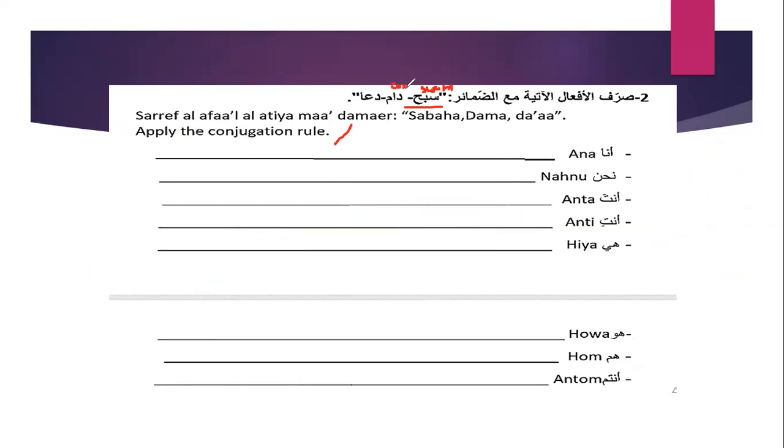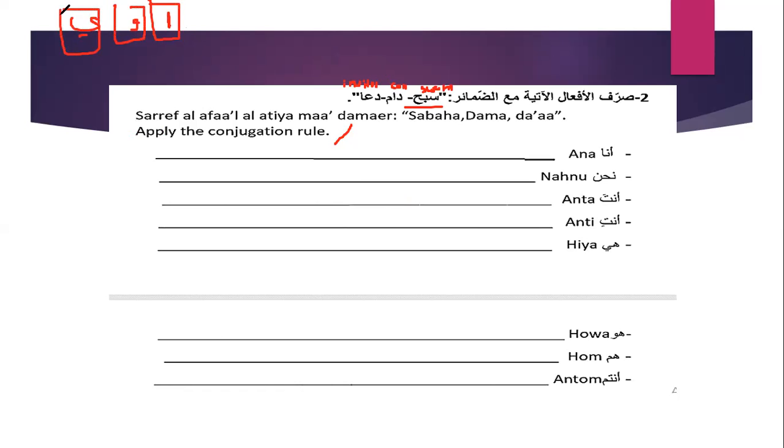Da'a, which is invited. Here we must take into consideration two things. We must take into consideration if this verb is made up of 3 root letters that are consonants, or if this verb is made up of consonants and vowels. Either the vowel may come in the middle or at the end, okay? What are the vowels in the Arabic language? The vowels are alif, waw, and ya. This is called alif tawila. This is called waw, and this is called ya.